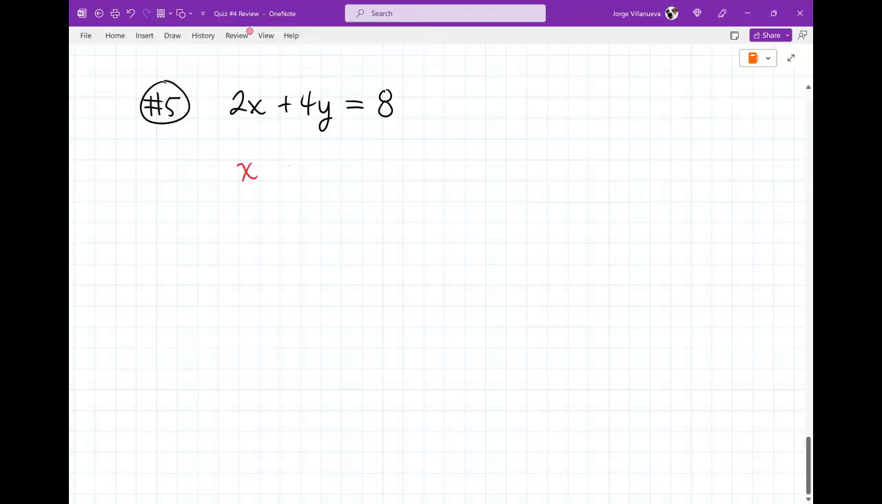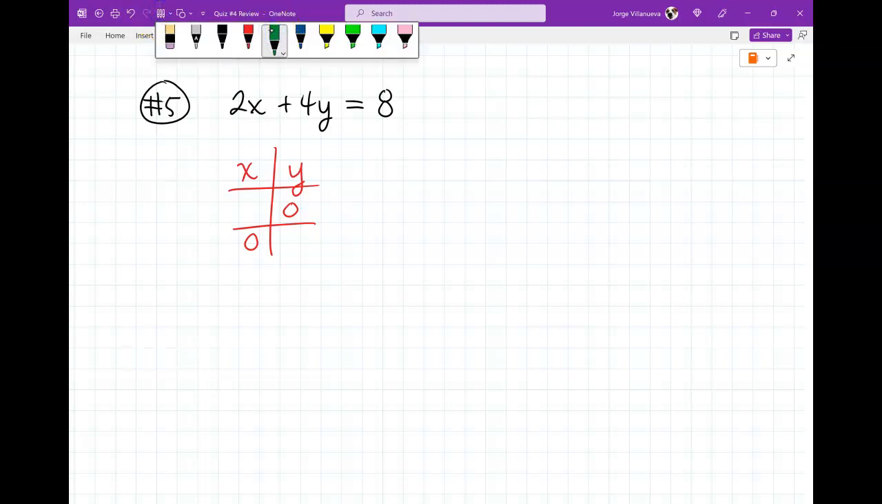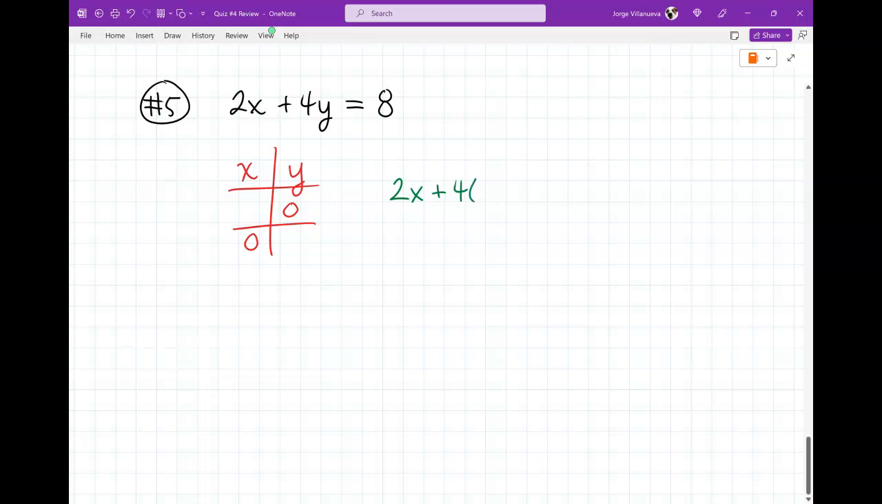So I'm going to put an x, a y, make a table, put my diagonal zeros, and then I'm going to solve. First, I'm going to let y equal 0. I get 2x plus 4 times 0 equals 8. Well, 4 times 0 is nothing, so it's just 0. So 2x equals 8, and if I divide both sides by 2, I get x equal to 4. So I'm going to put that 4 right there. 4, 0 is one of my points.